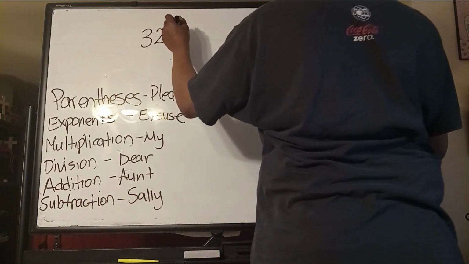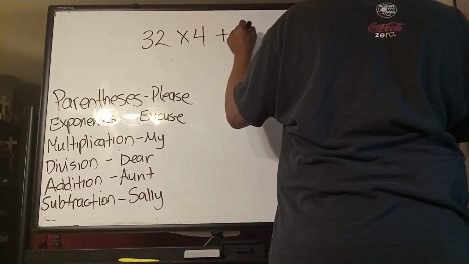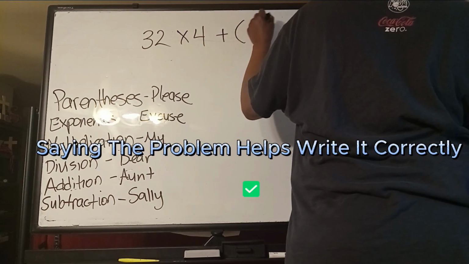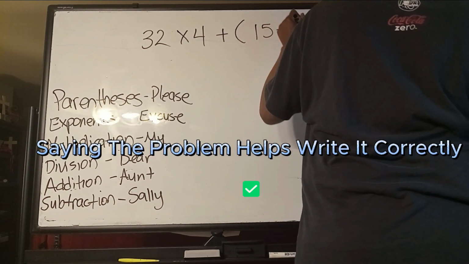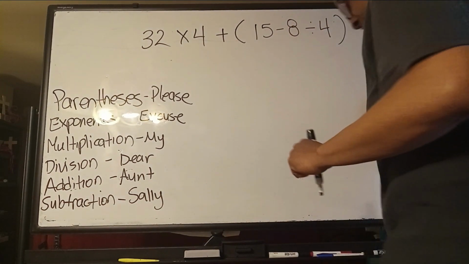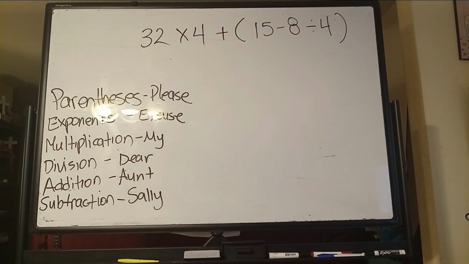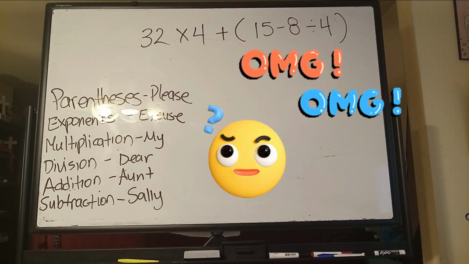So we got 32 times 4. Then we have plus parentheses. We have 15 take away 8 divided by 4 close parentheses. Okay? So now, once again, when they start doing all that, make you say, oh my goodness, what is all of this? So let me show you what it is.